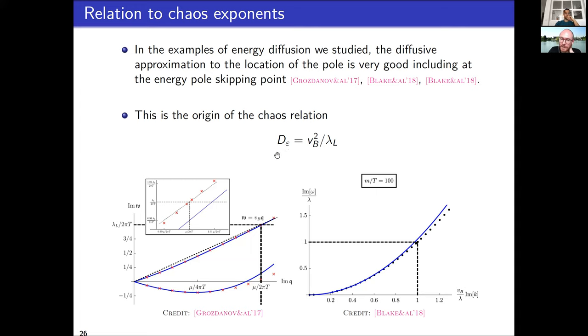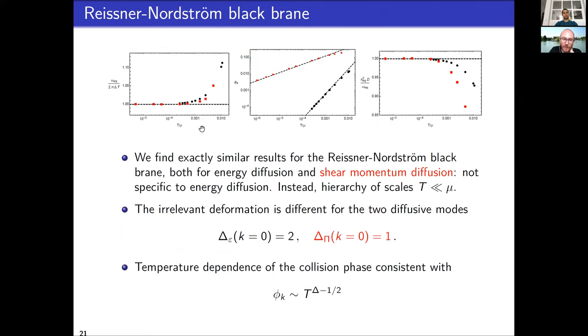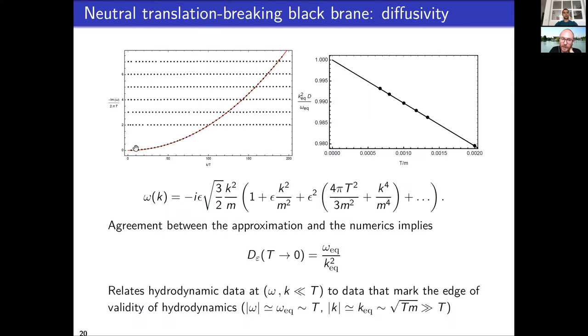Now, from our perspective, it's easy to understand why this relation still holds. It holds because of this feature that I just spent a bit of time on. Diffusive hydrodynamics works very well all the way to here, the pole collision. So in particular, it holds at the chaos point, which is here, roughly speaking. So somehow the fact that you have this relation between D and the chaos parameters is no different from that relation between D and omega_eq and k_eq. It's just coming from the fact that the diffusive dispersion relation is valid at all of these scales. And these are two interesting points to use in order to characterize the diffusivity. But I could also pick this point or that point, and it's going to work equally well.